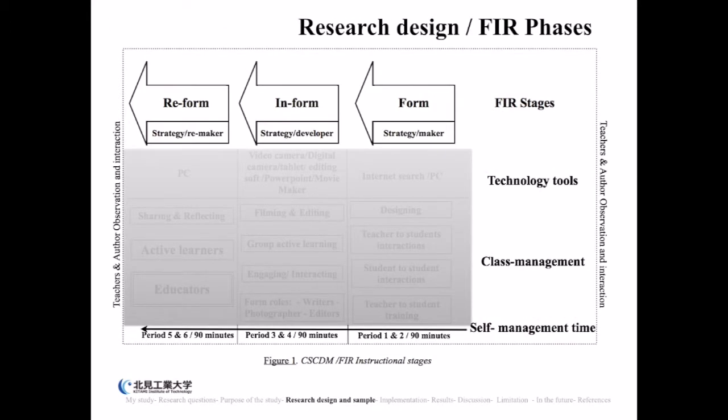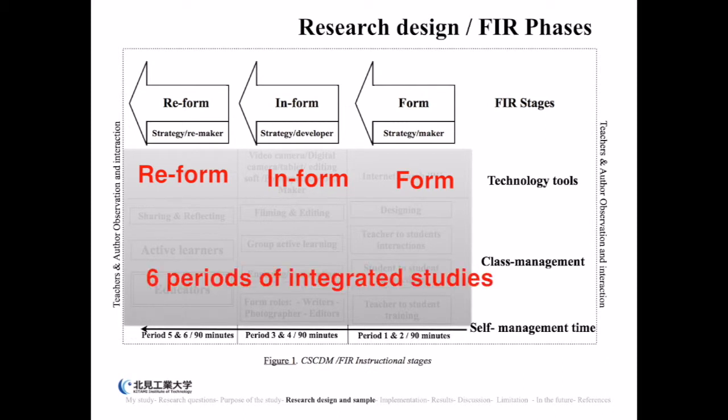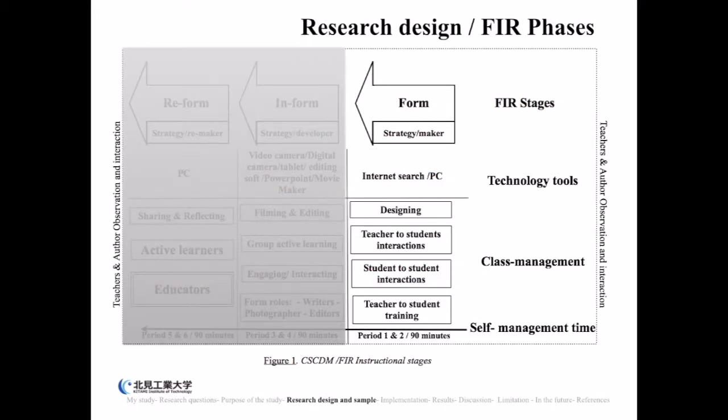The research design illustrates the three phases: form, inform, and reform. This figure shows the CSCDM instruction process through 6 periods of integrated study. Let's have a look in each phase.